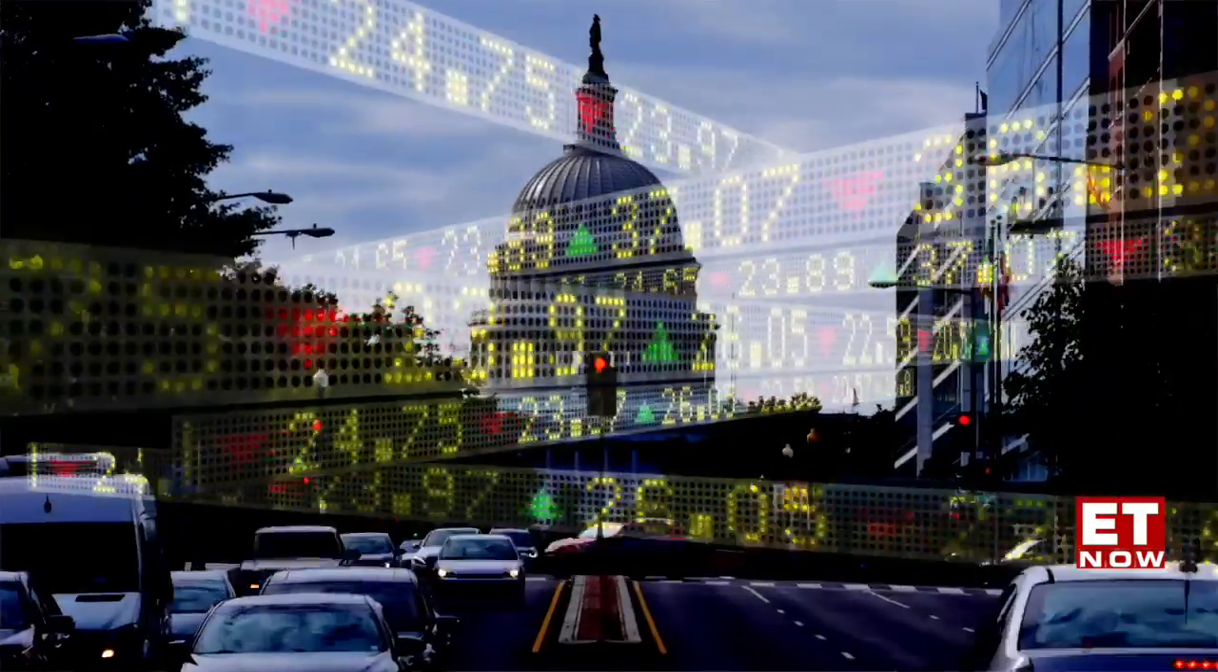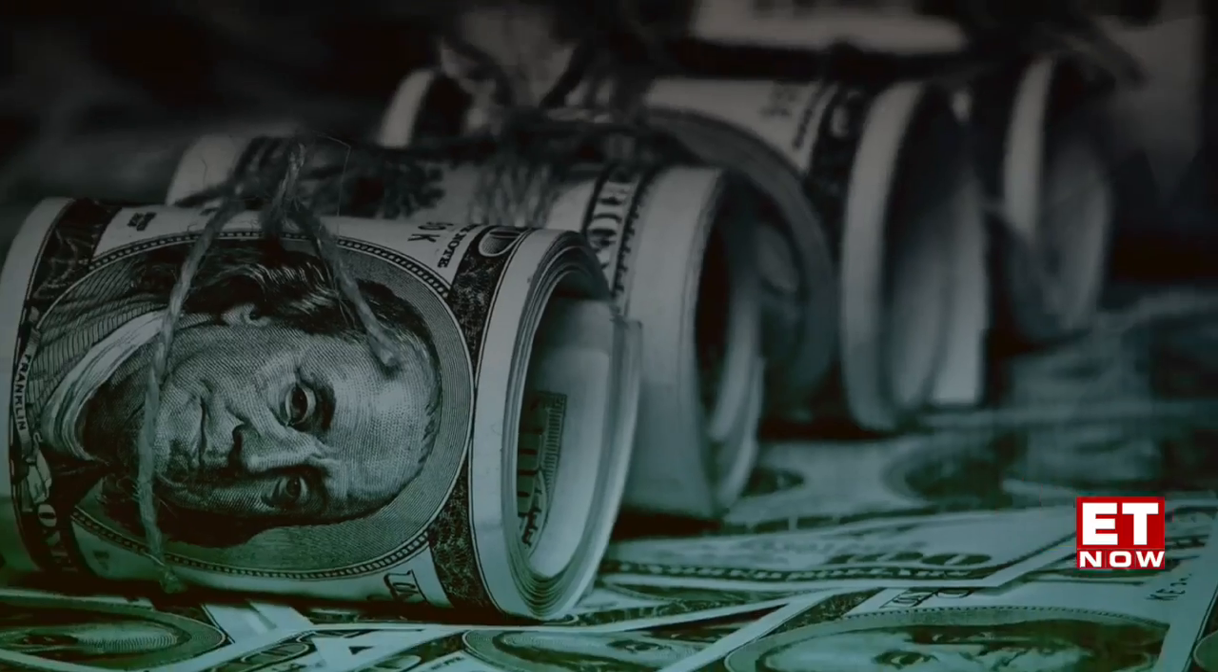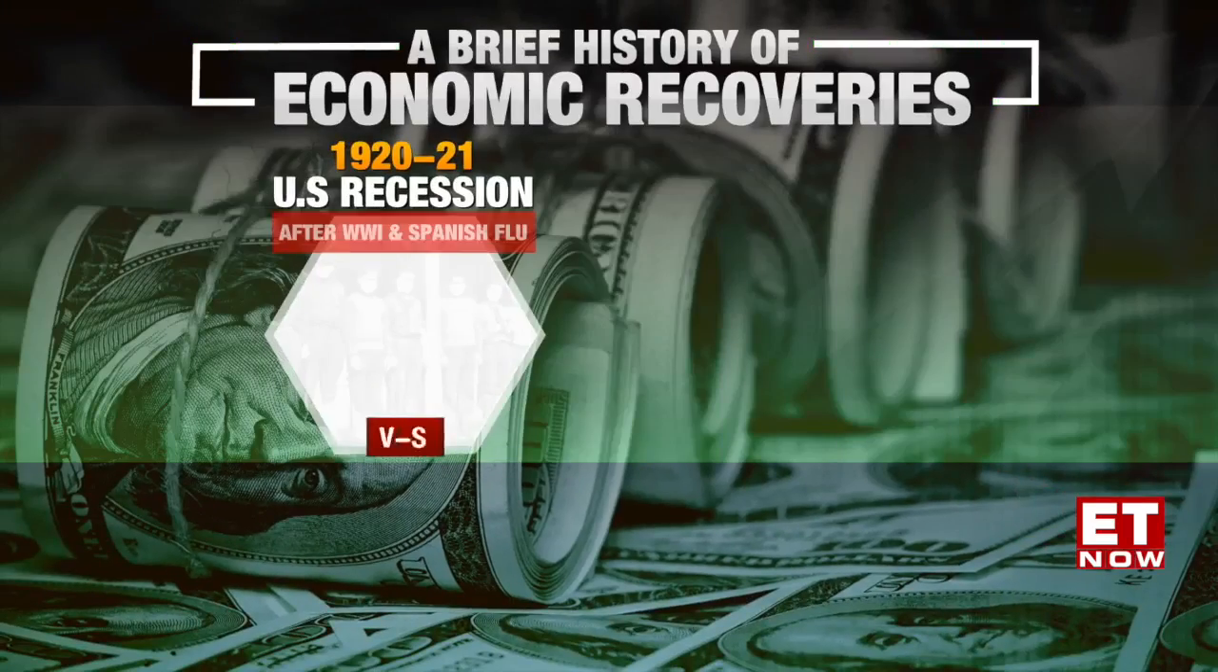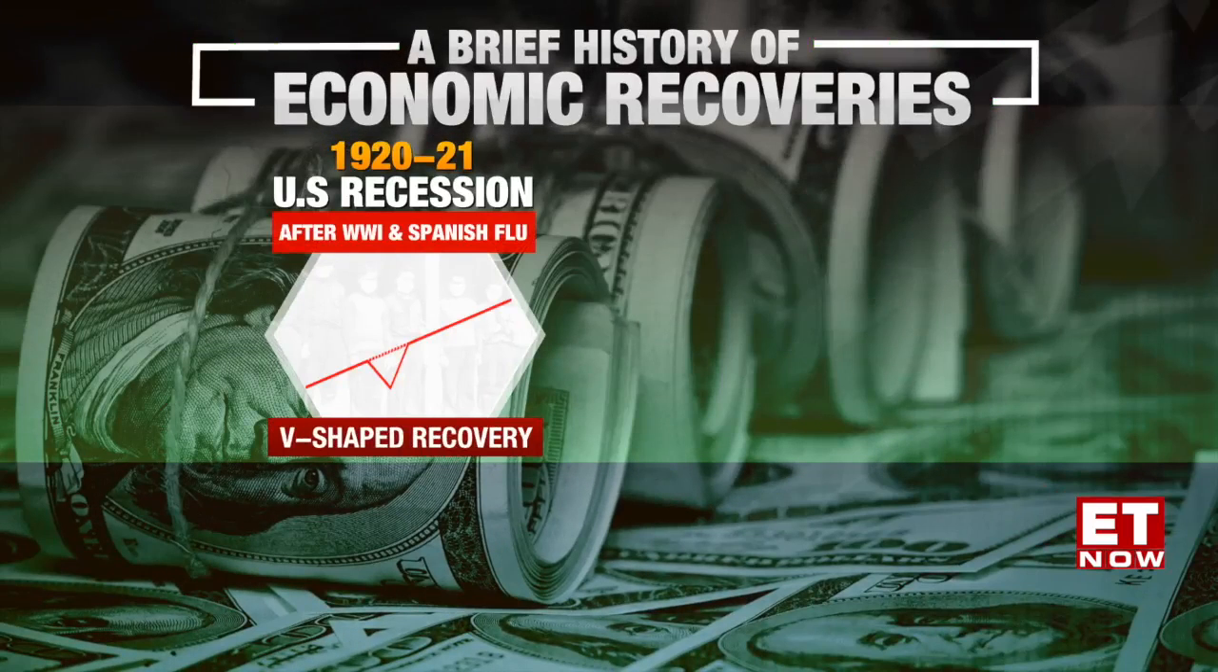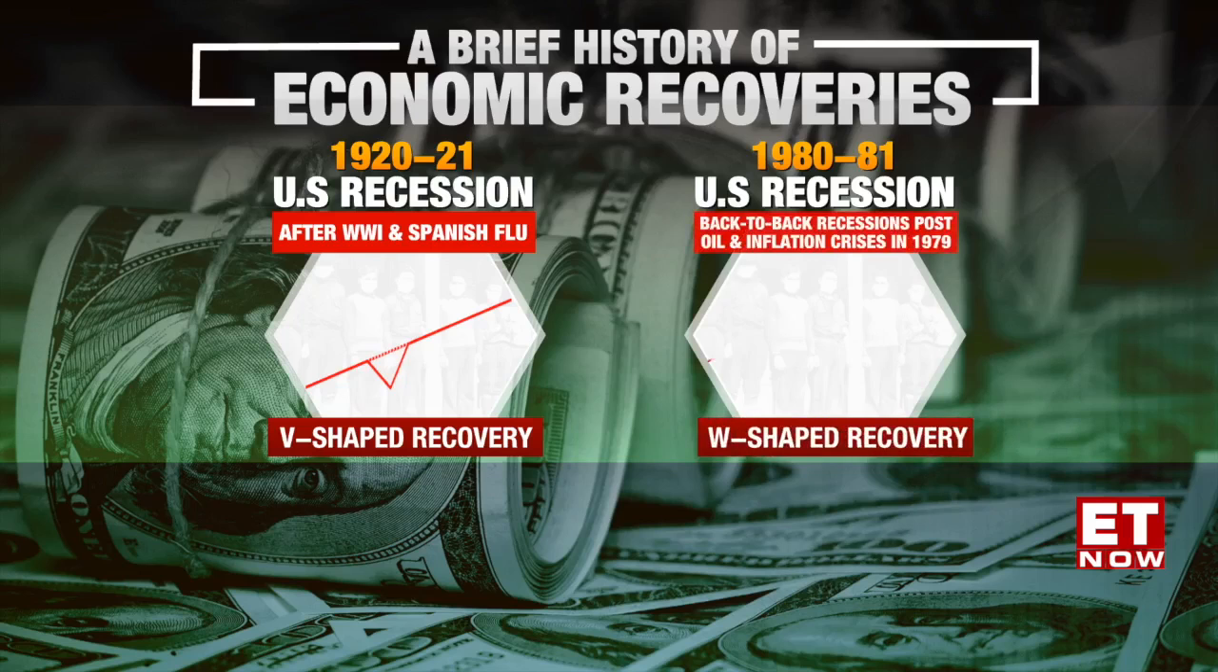Let's also take a step back and look at the shape of recessions we've seen in the past. In the early 90s, the United States saw a strong V-shaped recovery post World War I and the outbreak of the Spanish flu. Meanwhile, after the oil and inflation crises in 1979, the US fell into two back-to-back recessions in 1980 and 1981 that resembled a W-shaped pattern.